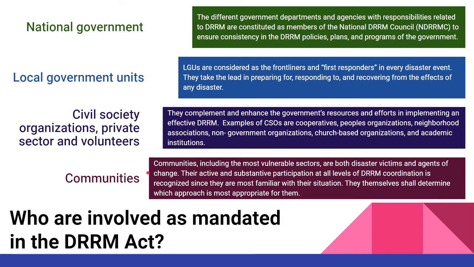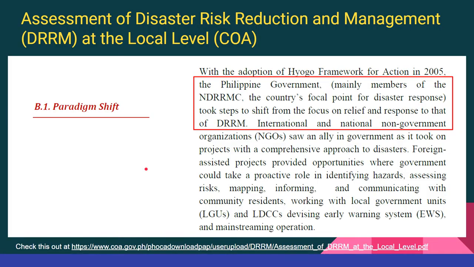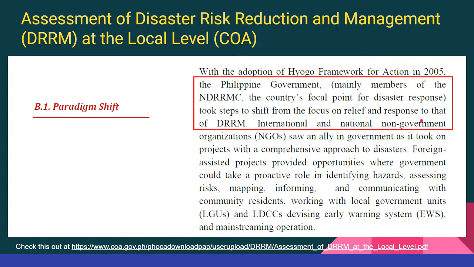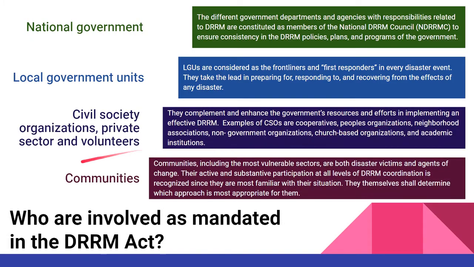According to the DRRM Act 2010, in case of a disaster, who are involved and what is the depth of their involvement? So if you still remember, the 2010 law is actually bottom-up and participatory in terms of its model for disaster risk reduction. So it always starts with the community. Okay, communities are both disaster victims and agents of change. So their active and substantive participation is very important since they are the ones most familiar with their situation.